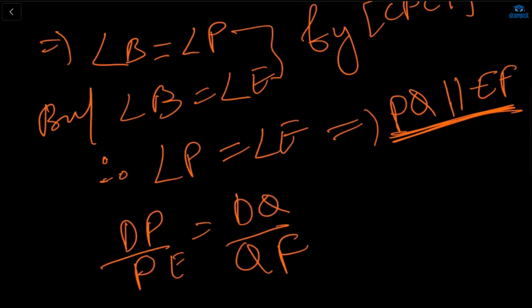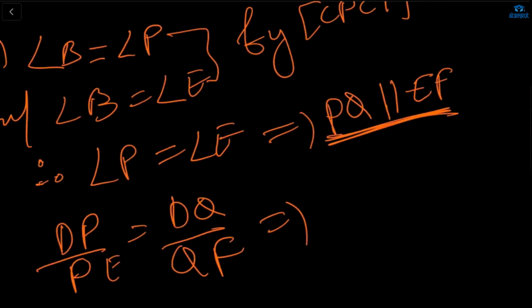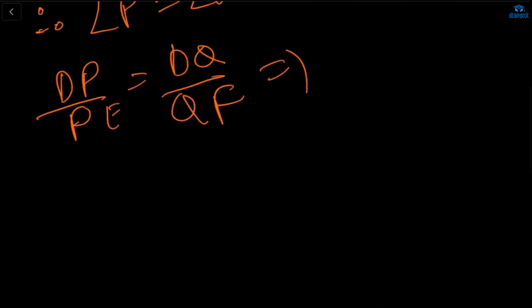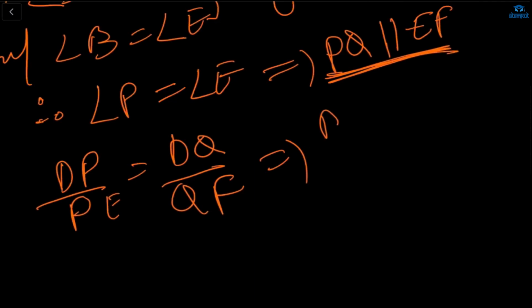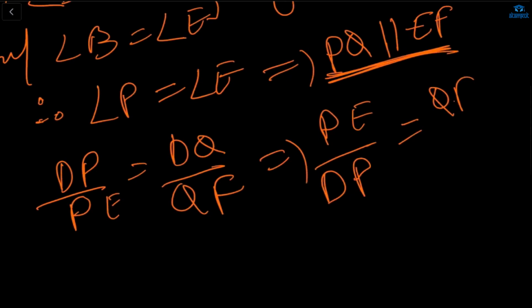Which implies, what does it imply? You can take the reciprocal. Now we are taking the reciprocal so that it makes our proving easy. So we are writing PE by DP is equal to QF by DQ.